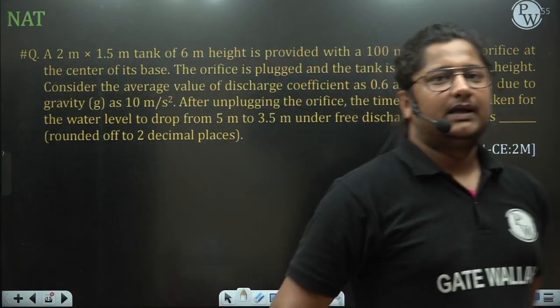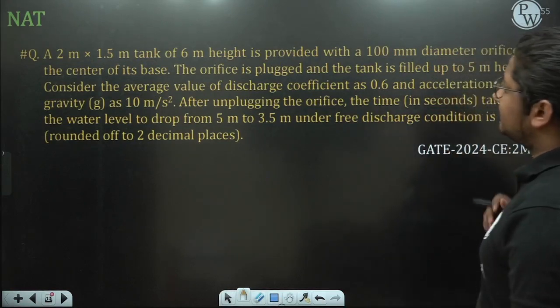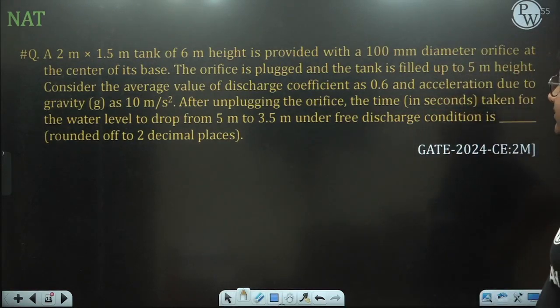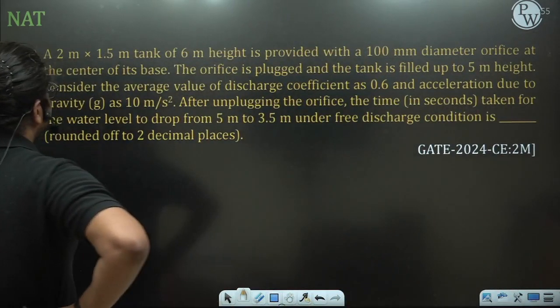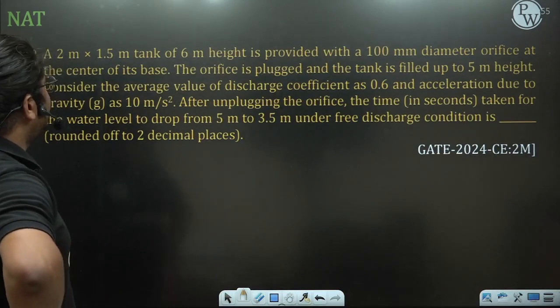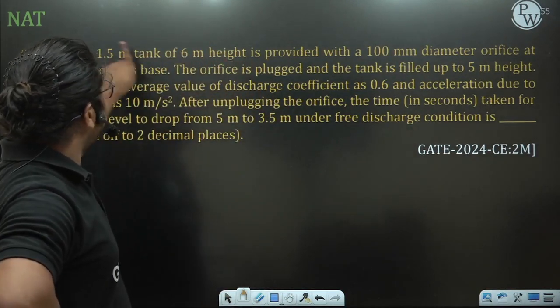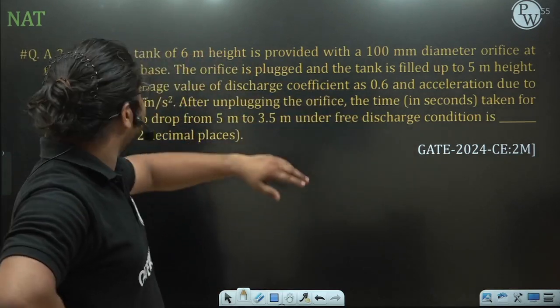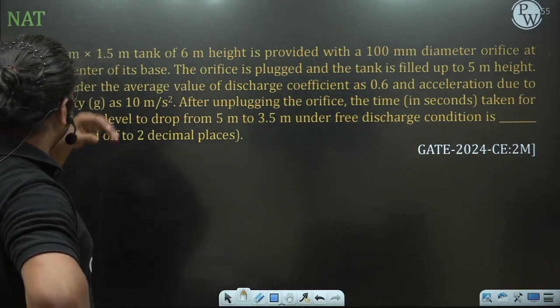Okay, see this question. It's a NET question from the fluid mechanics subject. A 2 meter into 1.5 meter tank of 6 meter height is provided with a 100 diameter orifice at the center of its base. So 2 meter into 1.5 meter is basically the cross-sectional area.